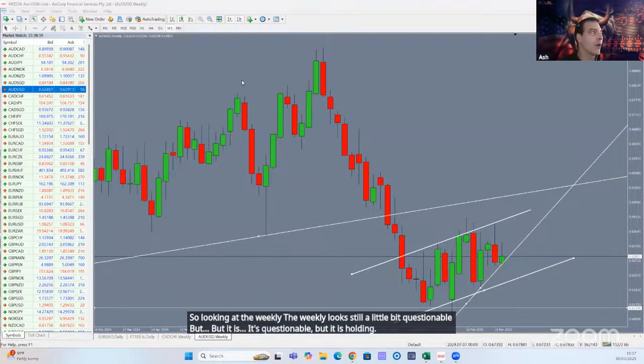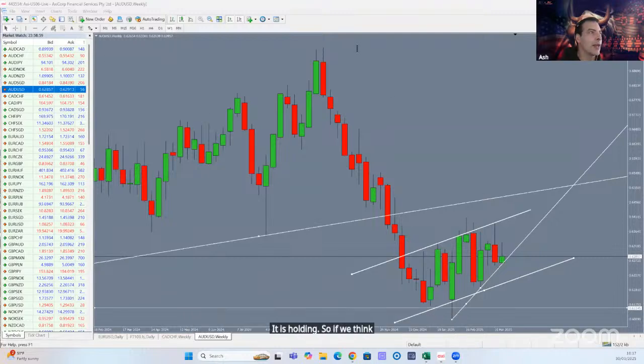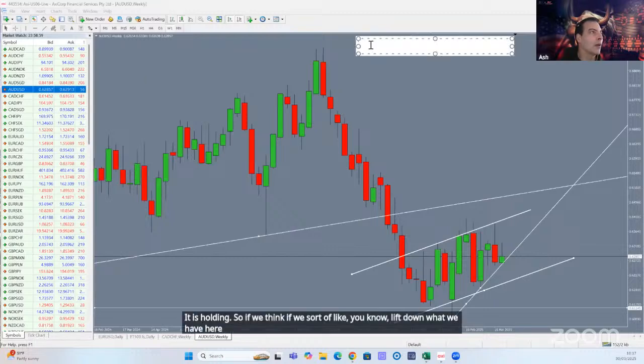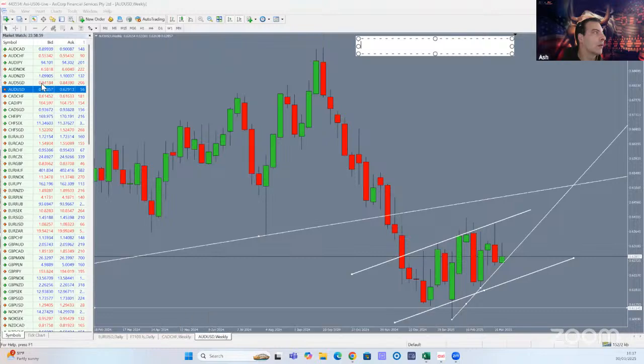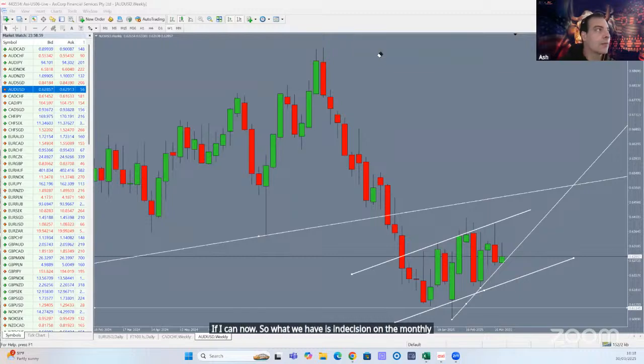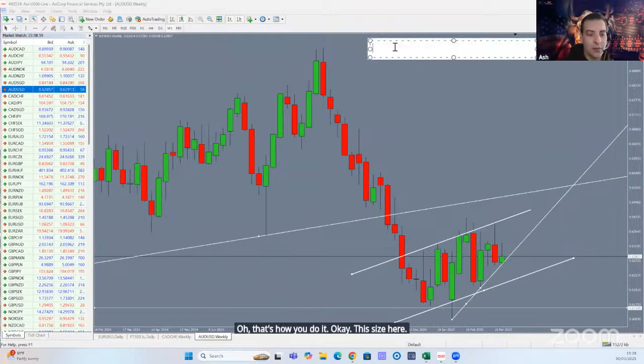It is holding. So if we sort of lift down what we have here, I'll make these bigger. So what we have is indecision on the monthly. Let's make this size here. We have indecision.